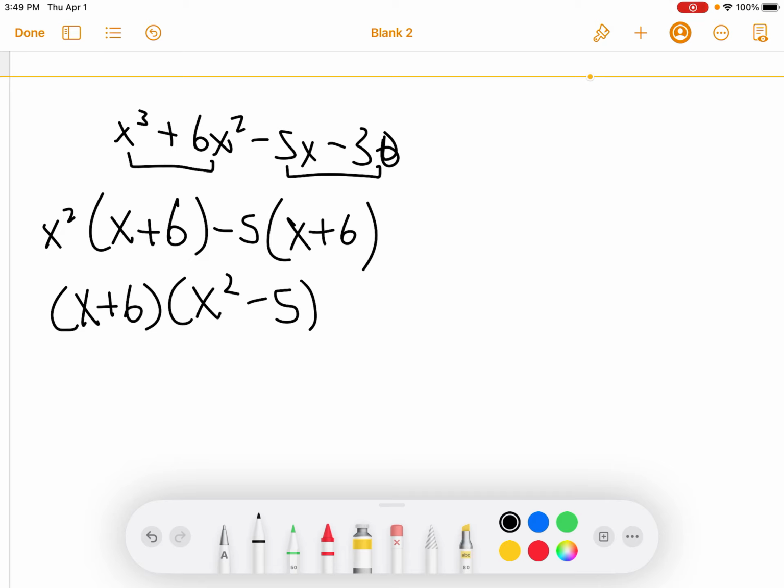If you're asked to solve, you would need to solve for x, but there's nothing further you could do for factoring, so that would be the answer. That is how you group.